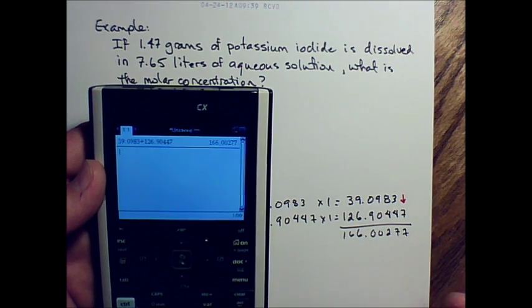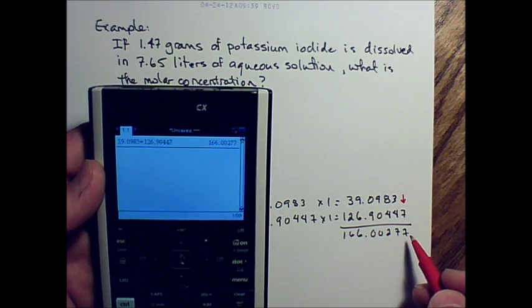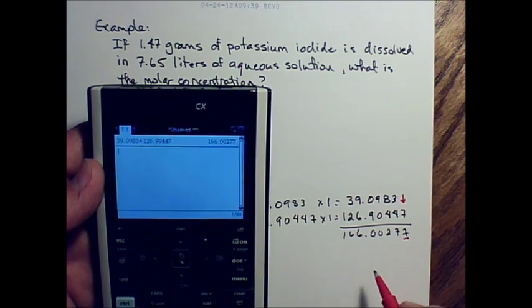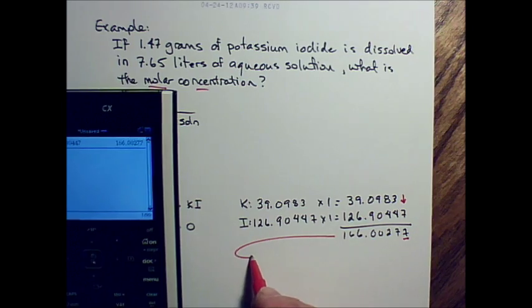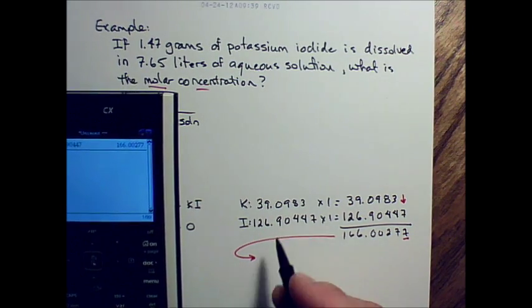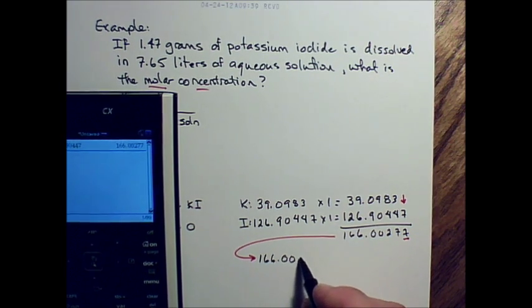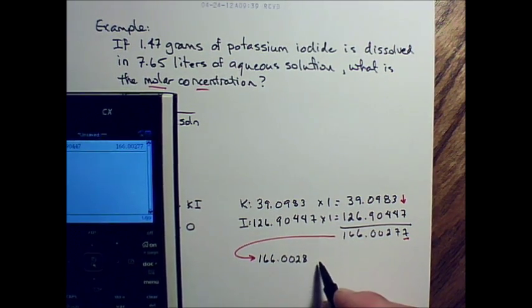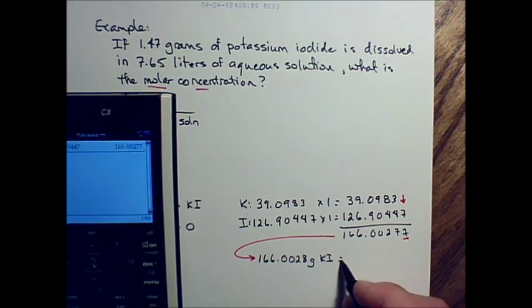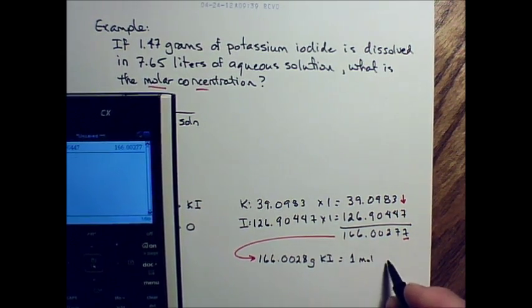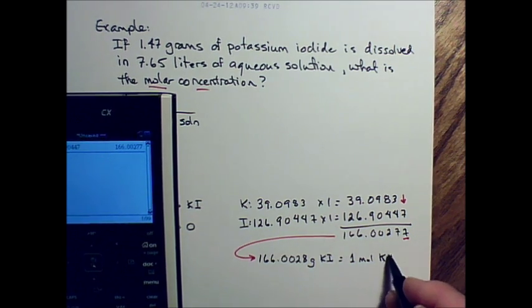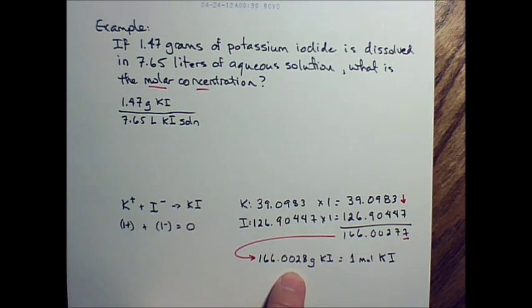I get 166.00277. This is addition, so any digits to the right resulting from an empty slot get rounded off. So we underline the 7 to show that it's insignificant. Draw an arrow to show that we're rounding off. Get 166.0028, and we have to write grams of potassium iodide equals 1 mole of potassium iodide. In this class, this is required, that you finish the calculation of molar mass in this manner.